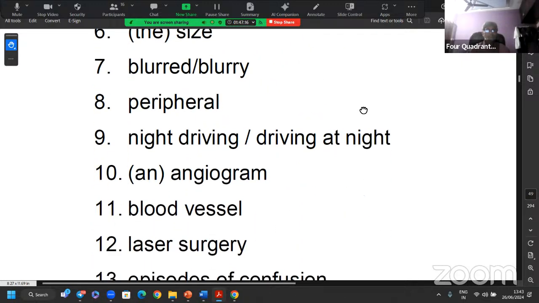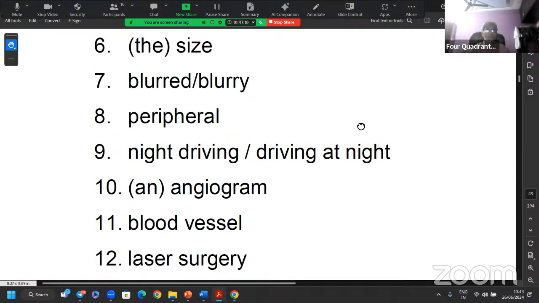So next one, 7 to 12. Blurred or blurry. Double R. These are word forms. Blurred, blurry, different forms. No problem, these 2 forms. Any other thing is wrong. Peripheral, check spelling. Night driving, driving at night. Only driving is wrong. If you don't write night, then it is wrong.